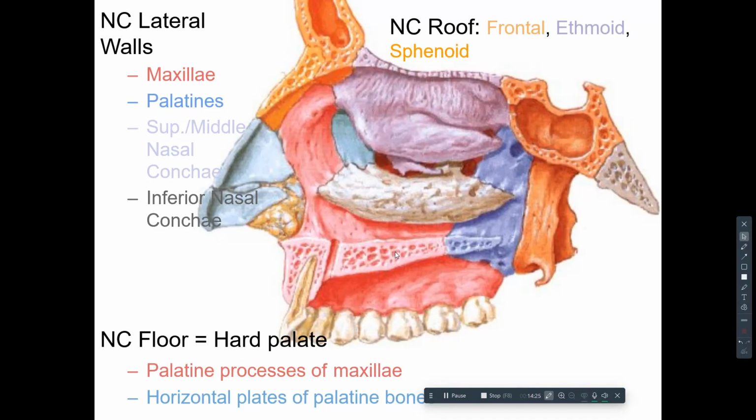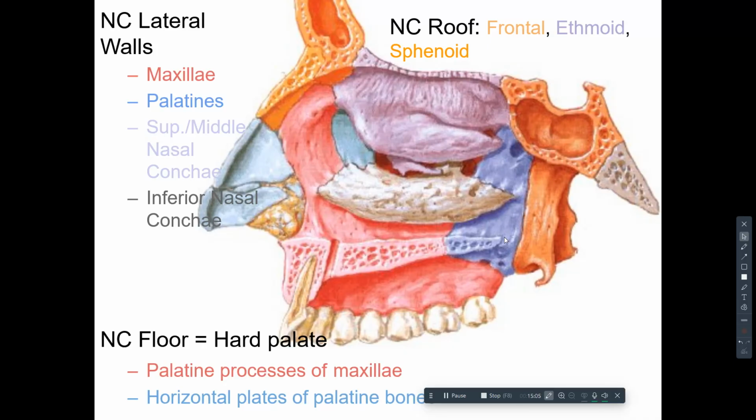If we take the septum away, we can see the bony architecture of the nasal cavity. So here's the roof of the nasal cavity up here. I've got my frontal bone here. I've got my ethmoid bone here. And I got my sphenoid bone back here. On the lateral wall of the nasal cavity, I've got my maxillary bone right here. I've got my superior and middle nasal conchae, which are part of my ethmoid bone right here. Got my inferior nasal conchae, which are bones of their own. Got my palatine bone in the back right there as well.